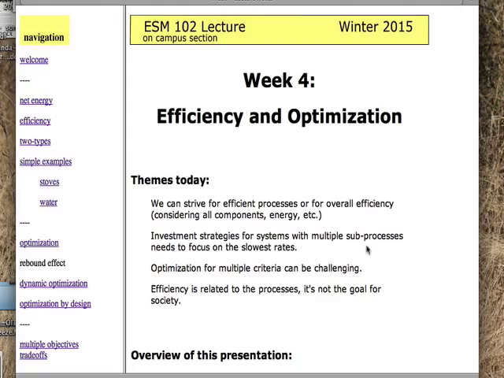And often we think about efficiency in terms of just one item like water or energy. And I'm just going to introduce this idea of multiple criteria today. And then we're going to revisit that after we've studied energy and water a little bit more. And then we need to remember throughout this lecture and our work this week that efficiency is related to the process. It's not the goal for society.